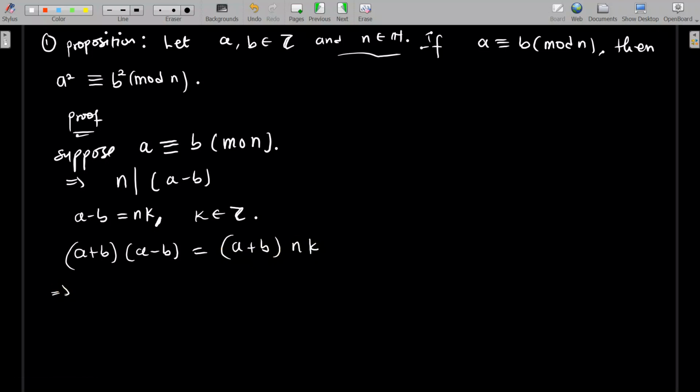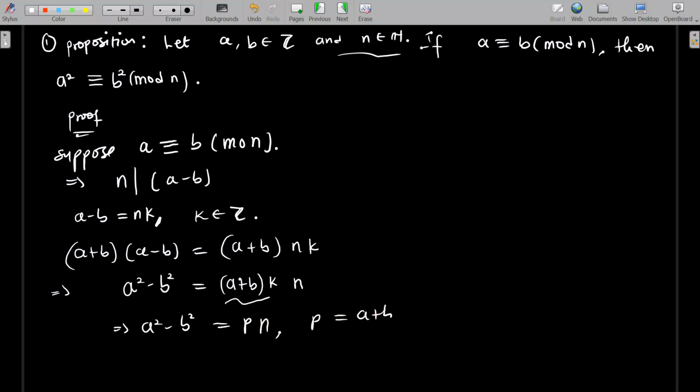And this will mean that a plus b multiplying a minus b, from basic algebra, is the same as that, and this is also equal to a plus b multiplying k times n. But what is this? A plus b is an integer, k is also an integer. When I multiply them, I'm going to have an integer. Alright, so this is going to be p n, where p is equal to a plus b multiplying k, and it's an integer, right? Now, what does this tell us?